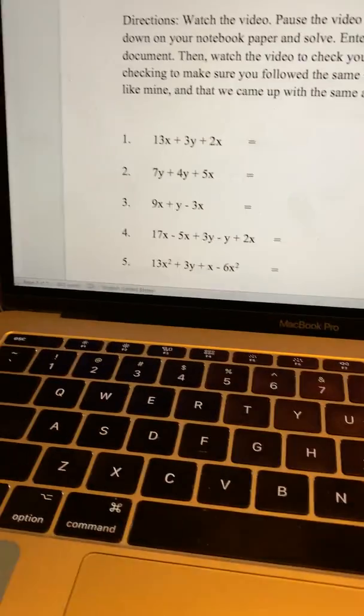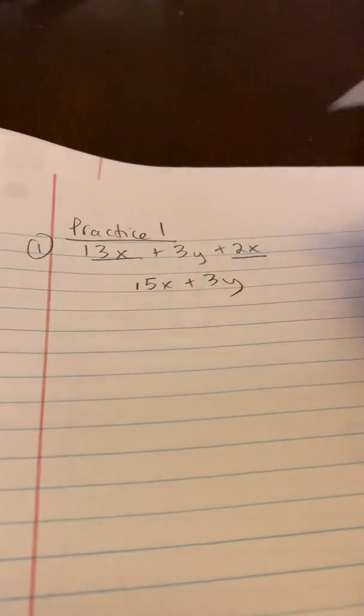Okay, welcome back. We are going to combine our like terms. Again, this is practice 1. I want to be super careful that I'm writing them down exactly like they were on the computer. Number 1 says 13x plus 3y plus 2x. My like terms here are the x's, so I get 15x plus 3y.